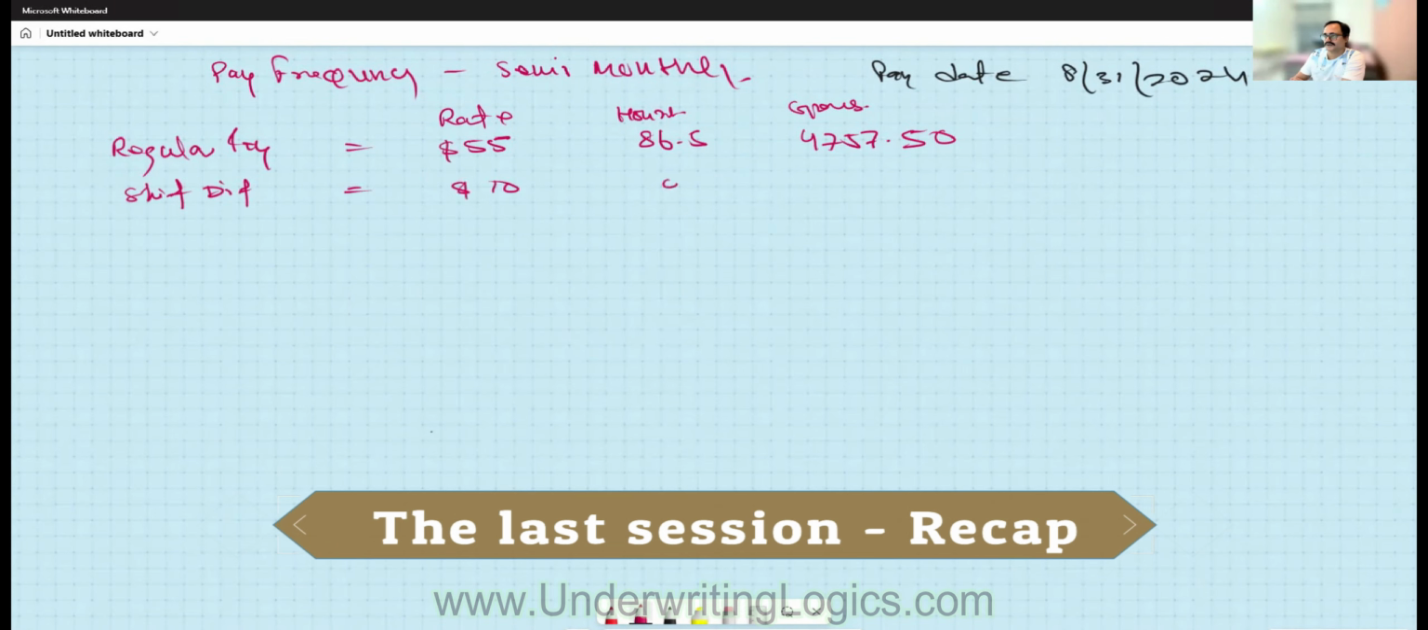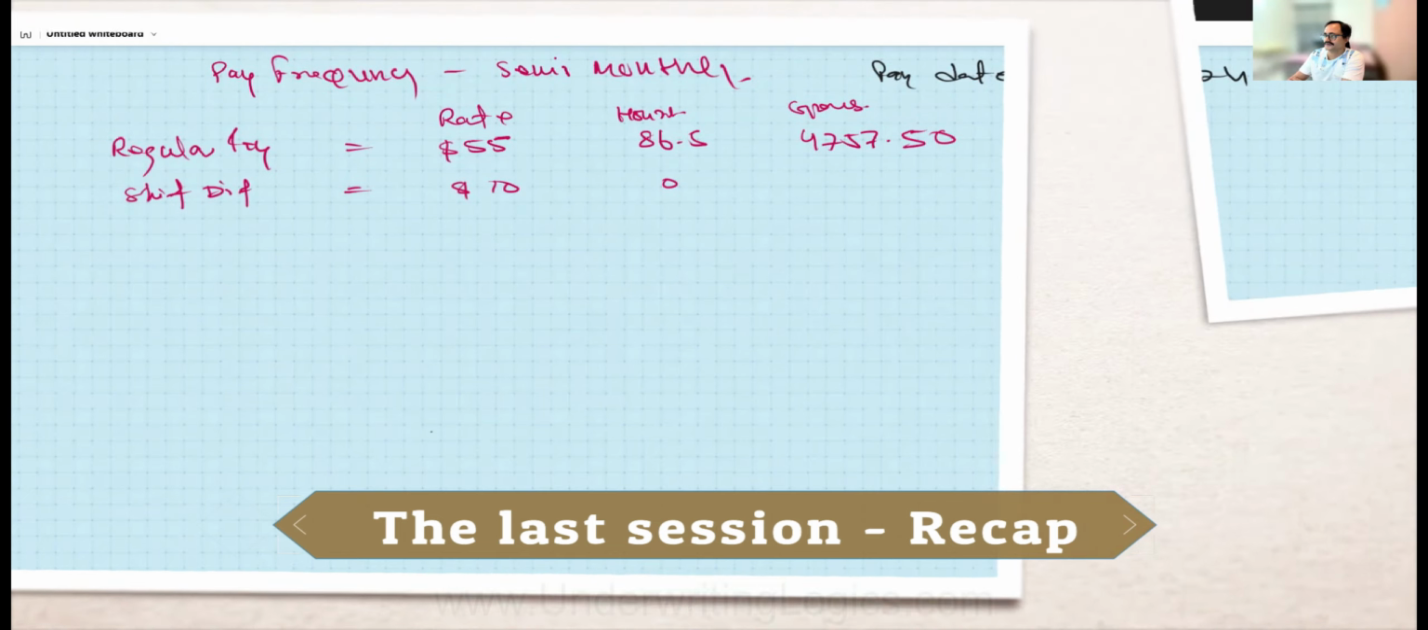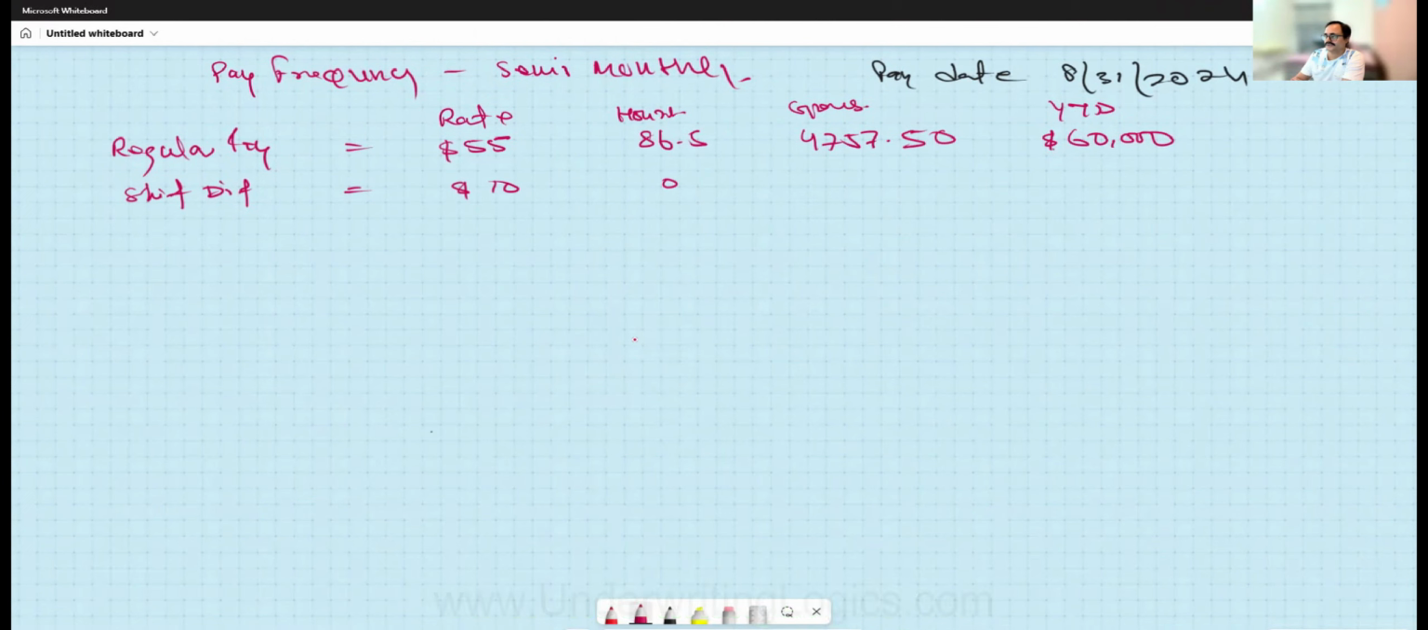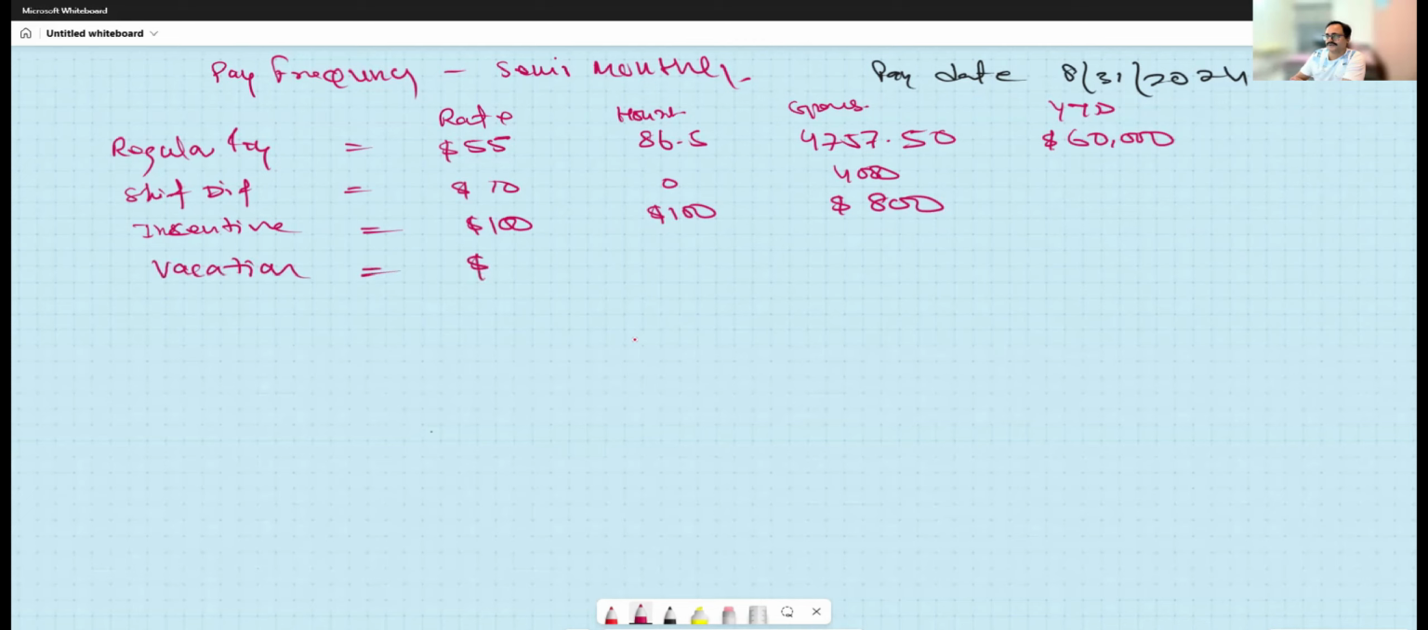Now you have shift differential. Rate is $10, hours 0, and this is your year to date. Year to date income is $3,000. Shift is 0 this time, but in the past you have earned $4,000. Then there is incentive $100. You received $100, and gross you have received 800.